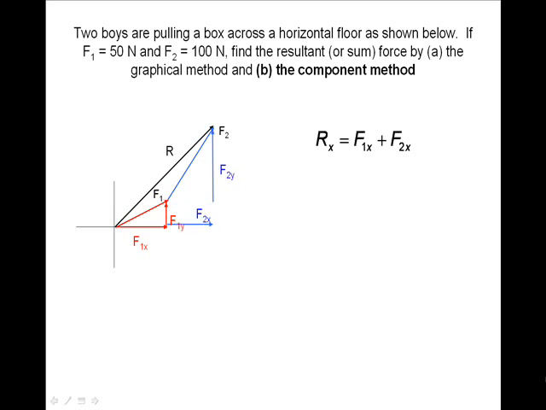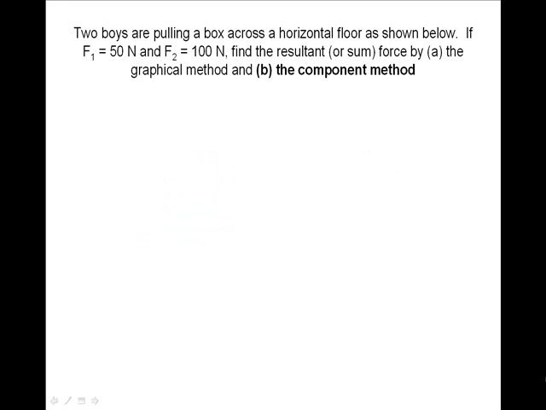Notice how when F2x is added to the head of F1x, it covers the horizontal distance from the y-axis to the end of the resultant. Ry is made up of the sum of F1y plus F2y. F1y plus F2y is the vertical distance from the x-axis to the end of the resultant. We can now see the vector triangle for our resultant. Here's the vector triangle for F1 and the vector triangle for F2. We are to use these triangles to solve for the resultant force.